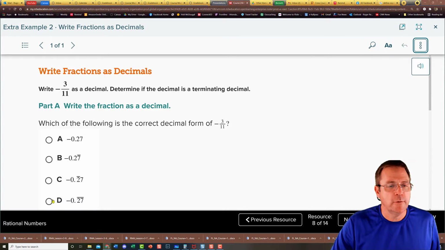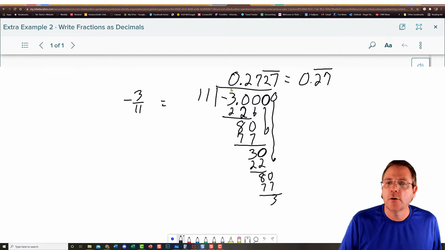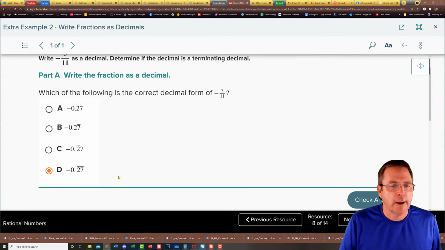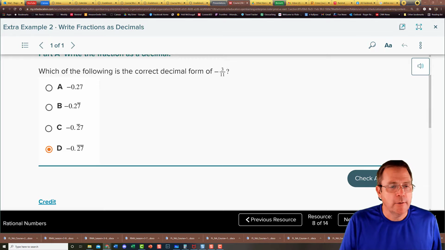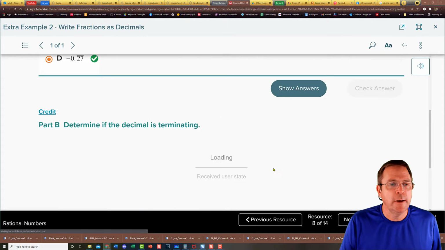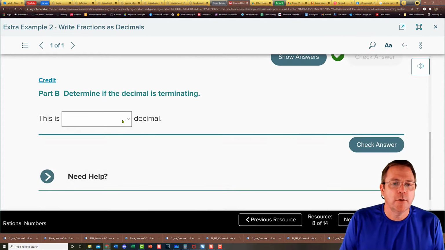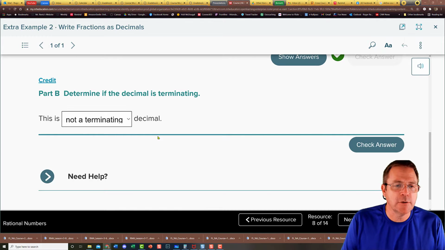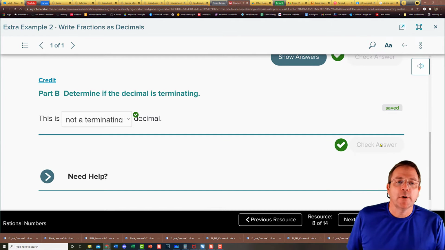So which one of these is going to be the correct answer? It is going to be D, and I did forget to add my negative sign here, because a positive divided by a negative is going to be a negative. And so from there, I can say it is going to be negative 0.27 repeating. And then is it a terminating or repeating decimal? It is not terminating. It is, however, repeating.